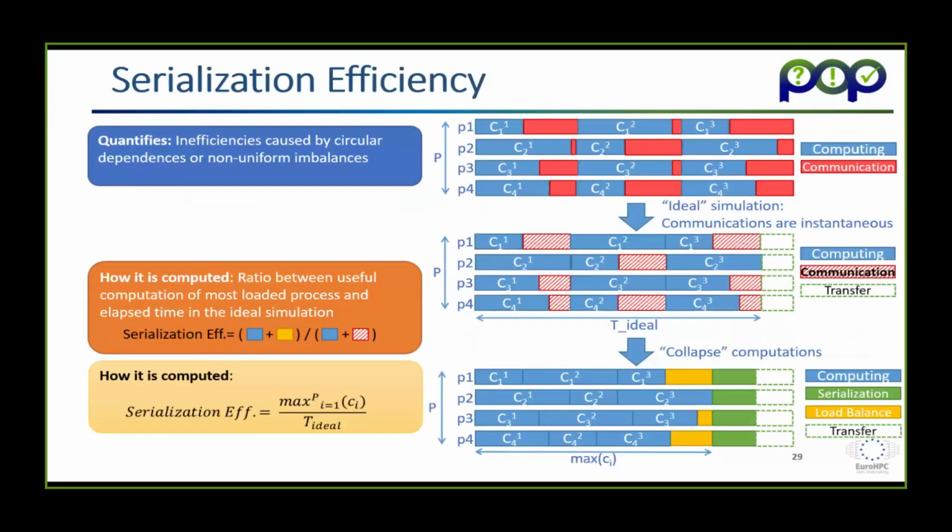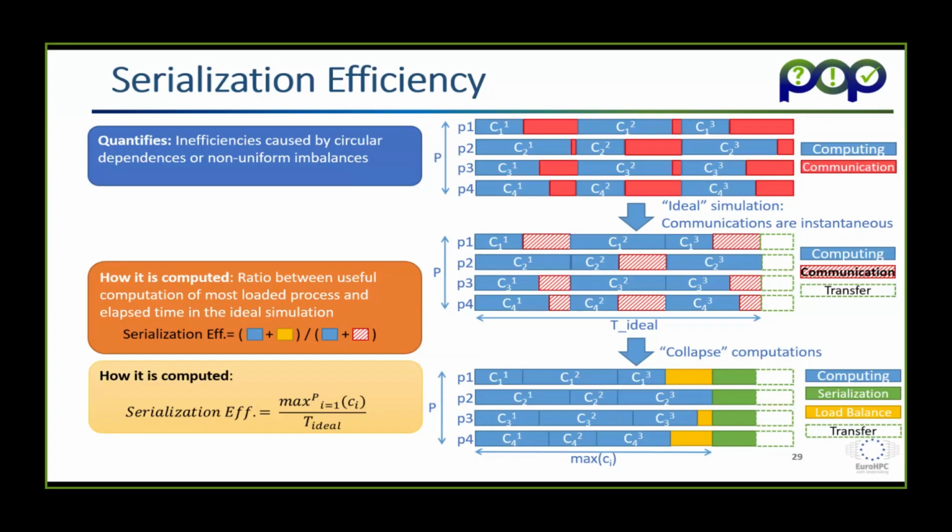The next one, and for me one of the most complex metrics, is the serialization efficiency. So we have computed the load balance and the transfer, and then everything else that is left is serialization. If you remember, in transfer we accounted for all the overheads; in the serialization we are accounting for all the waitings. So all the time that you were waiting for somebody else is serialization, except if you were waiting for the most loaded process, because that's load balance.